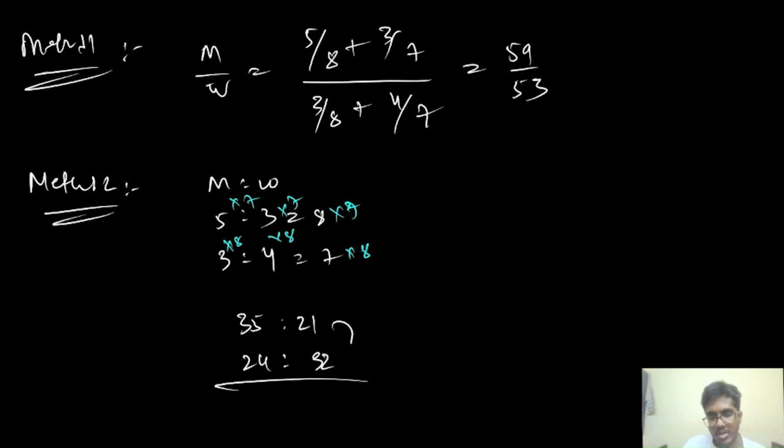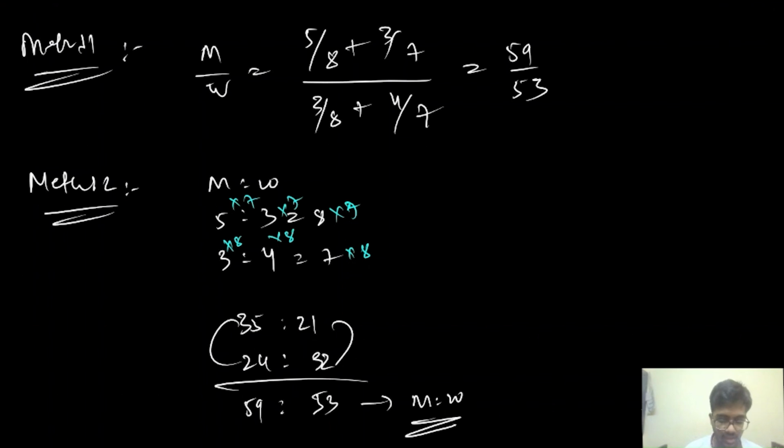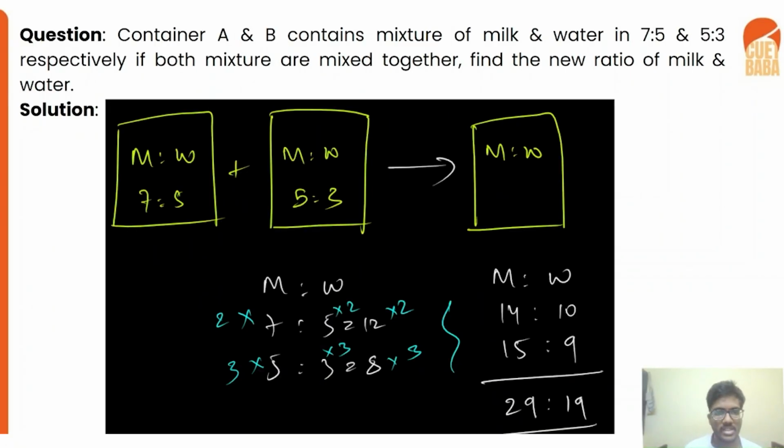So now add them. Add milk and water. So 35 plus 24, that's equal to 59, and we have 21 plus 32, that is equal to 53. So this is the final milk is to water ratio. I hope you people have understood. It's very easy. You just need to equate the total quantities and then add them individually to get the individual ratios. This is a very good question and a standard question. Coming to the next thing.